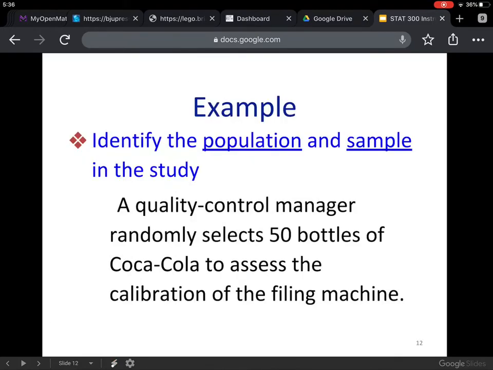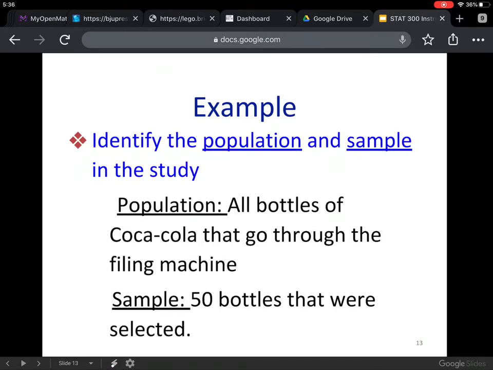Here's an example, actually. Let's practice. Identify the population and sample in the study. A quality control manager randomly selects 50 bottles of Coca-Cola to assess the calibration of the filling machine. So there's a filling machine, and there's 50 bottles that are going to be taken out, and there's going to be an assessment made as to how the filling machine is filling them. So what's the population? What is the sample? The population would be all of the bottles of Coca-Cola that go through the filling machine, and the sample is the 50 that were selected, right? So population and sample, subset, and then an entire collection would be the population.